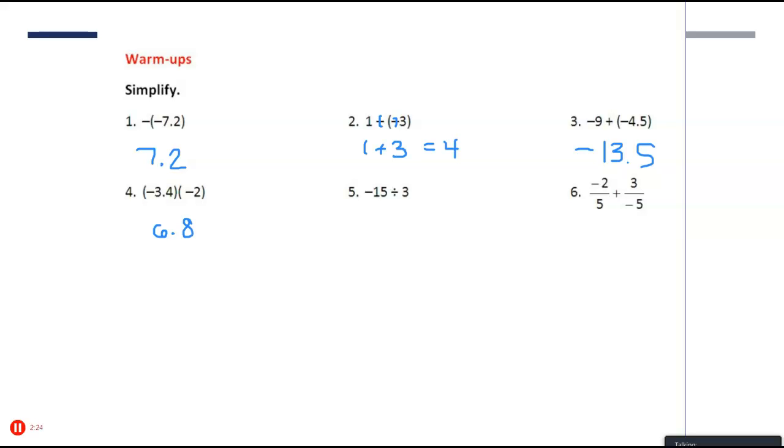A negative divided by a positive is a, Sierra? No. The 5 is good. Exactly. You need a negative in there because the 15 is negative, but the 3 is positive. So my answer stays negative.